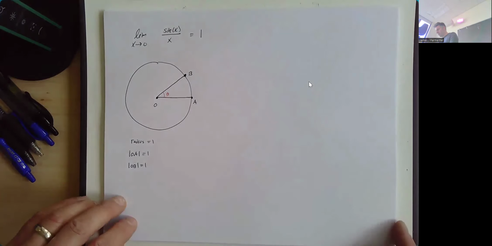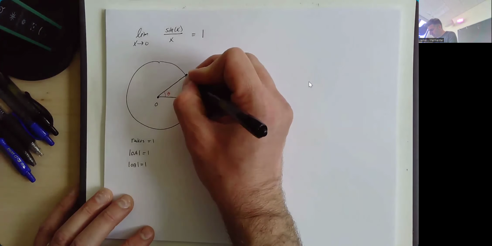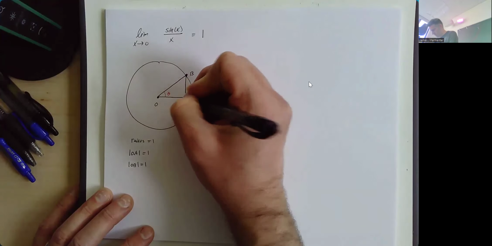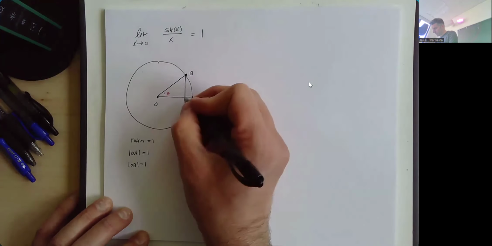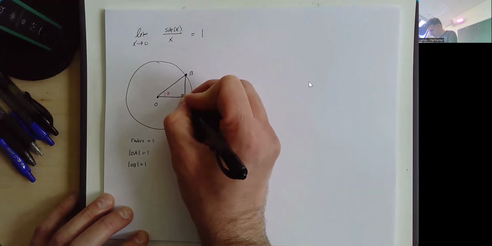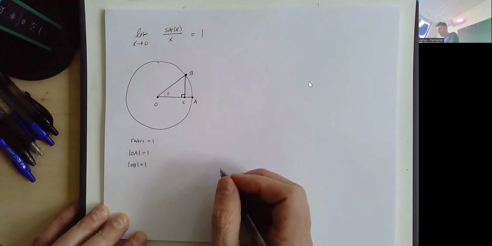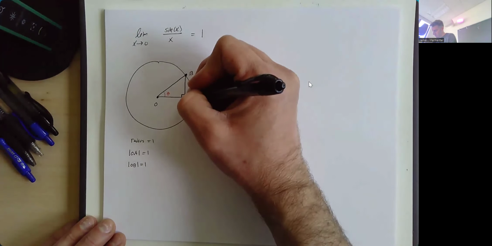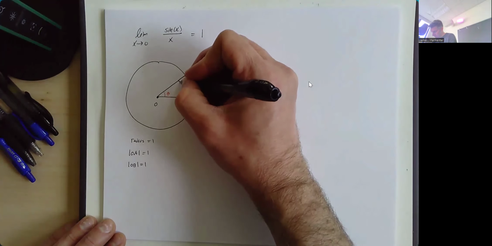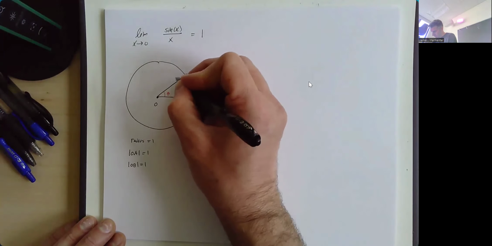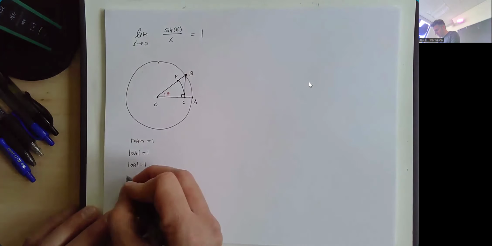And then we're going to do 2 more things. We're going to drop a perpendicular from B onto the segment OA. Let's call that point there C. It's a right angle. And finally, we're also going to draw the arc from C to the segment OB, so that, calling that point P, the length OP is the same as the length OC.